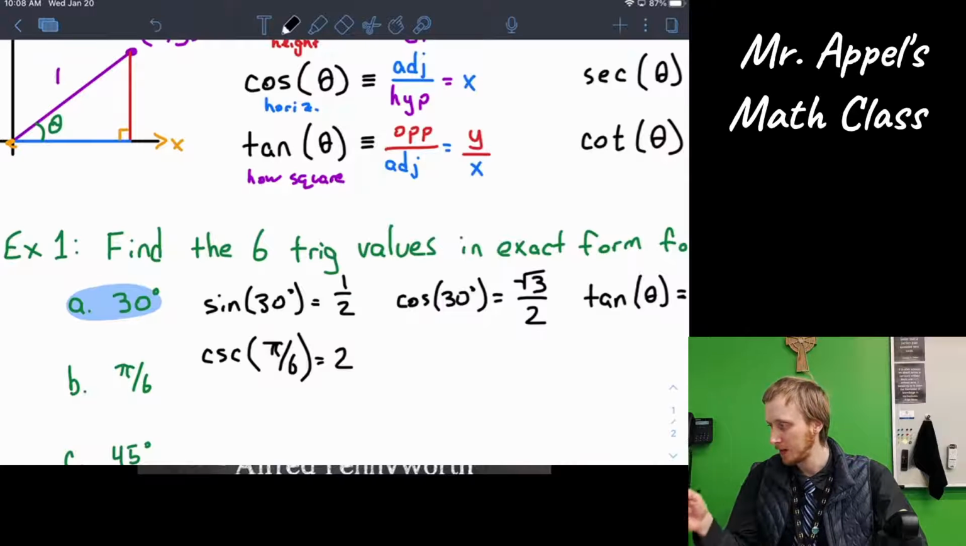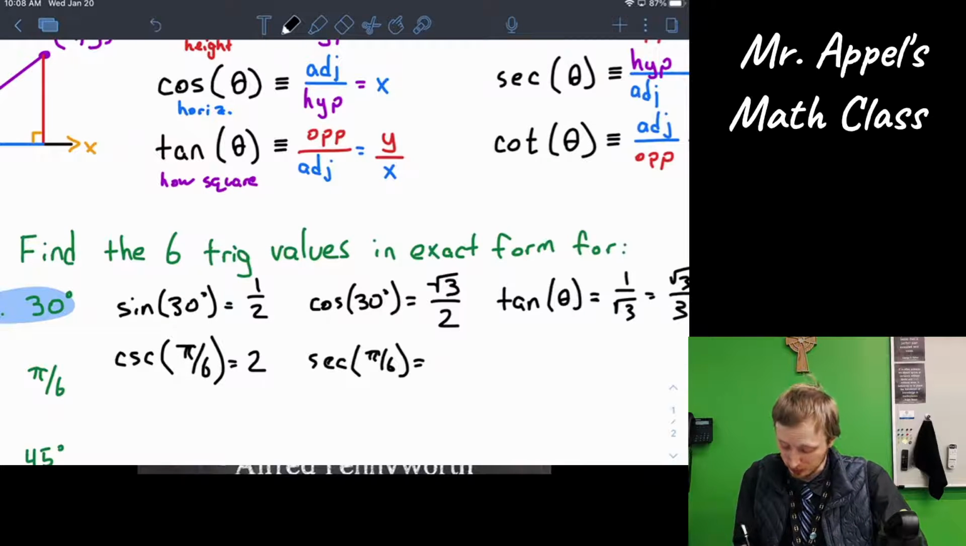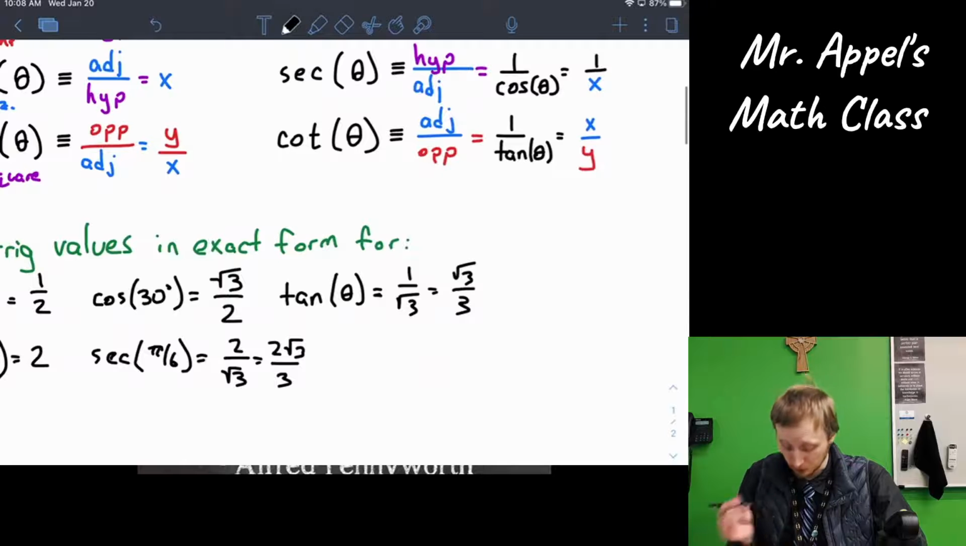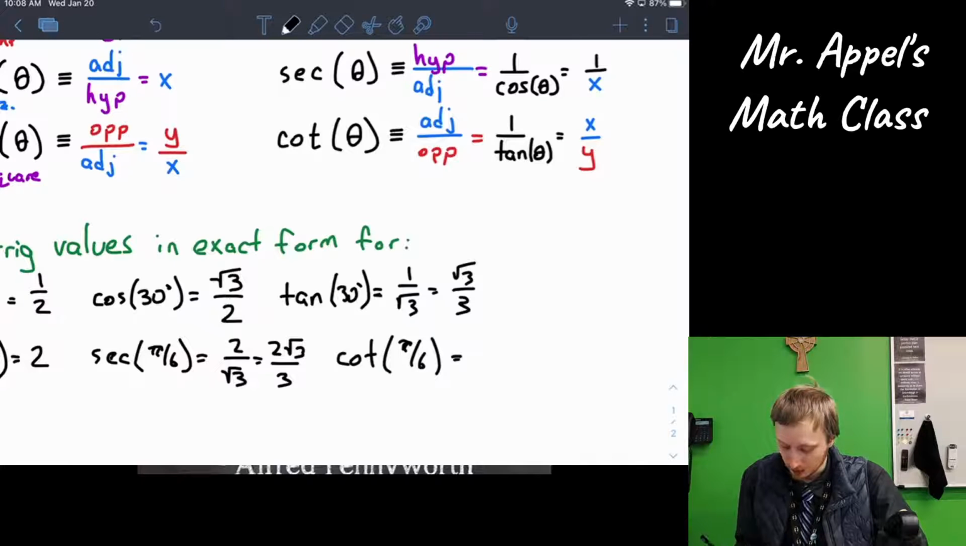Kaylin with all the answers there. Thank you very much. So secant would be, flip that around, 2 divided by root 3. Or if you want to rationalize the denominator, multiply by root 3 over root 3, sorry. Yep. And then cotangent of pi over 6. Oh, that should be a 30 degrees up there. Gives you the reciprocal of that, which is just square root of 3.